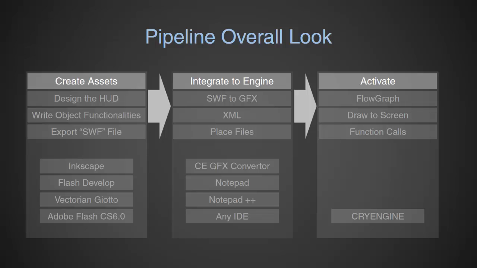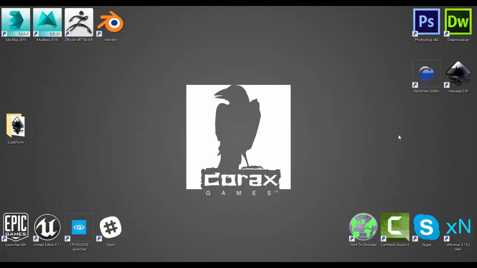In other words, we're going to simply build our HUD in Adobe Flash and write our expected functionalities in ActionScript code. Then we're going to export the file as a SWF and convert it to GFX by using the CryEngine GFX Exporter. Then we'll write an XML file to tell CryEngine how we want our assets to be exposed in the editor, and then put the files in related folders. Finally, we're going to go to the engine, creating a flow graph to draw our HUD to the screen and maybe create an event to call one of our functions. So let's just dive right in.